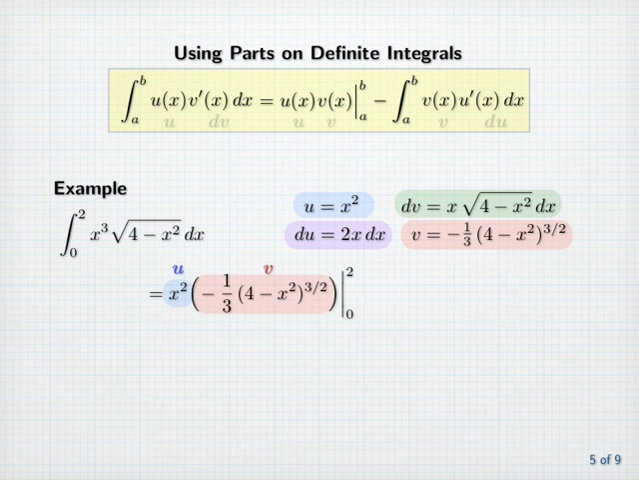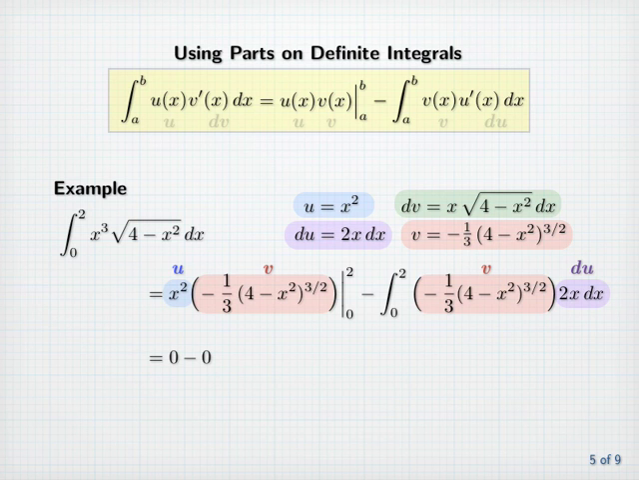So we have u times v, or x squared times minus 1/3 of (4 minus x squared) to the 3/2, all evaluated from 0 to 2, minus the integral from 0 to 2 of v du, or minus 1/3 of (4 minus x squared) to the 3/2, times 2x dx. Now let's go ahead and evaluate the first term. Notice that at x equal to 2, v is equal to 0, and at x equals 0, u is equal to 0, so we get 0 minus 0 from that evaluation.